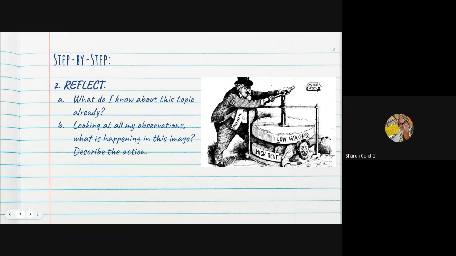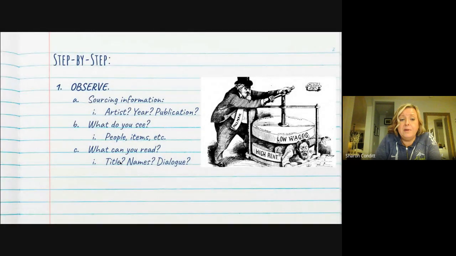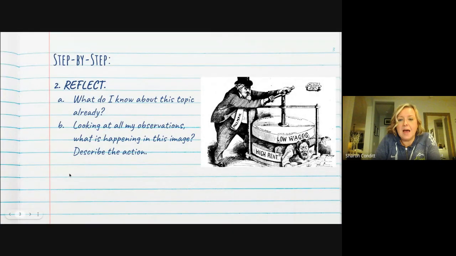And so then I go to 2B, looking at my observations, what's actually happening in the image? In 2B, this is where you describe what you see. It's not like the previous slide on 1B where I list what I see, which would have just been, I see a man. He's a man with a hat. When I'm looking at this one, I'm describing the man who is taking this vise and he's twisting it. There's somebody stuck in the vise. He doesn't look very pleasant. He looks like he's being squished between low wages and high rent.